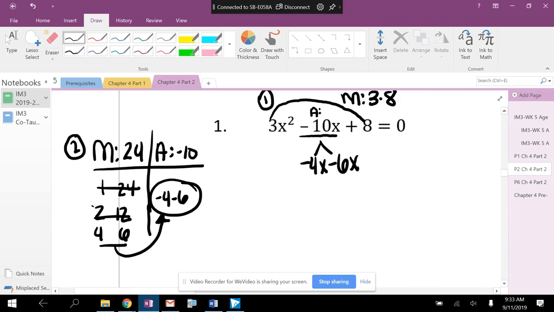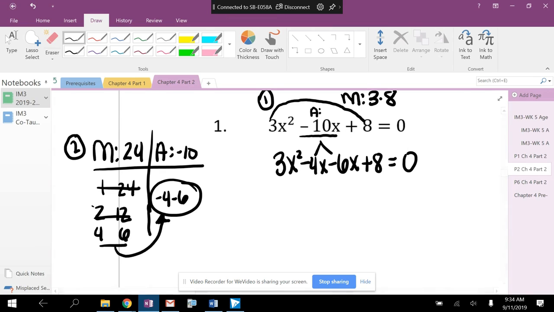Why can I do that? When I do this, negative 4 minus 6 is negative 10. It's valid. You didn't do anything wrong. You just rewrote it in a better way for our situation. Bring everything else down. 3x squared came down. The plus 8 comes down. The equal comes down. And the 0 comes down. Now it's this long problem.